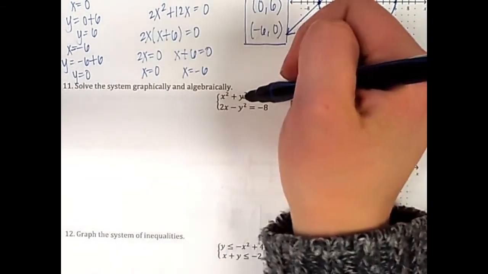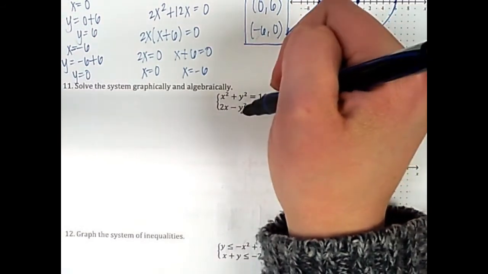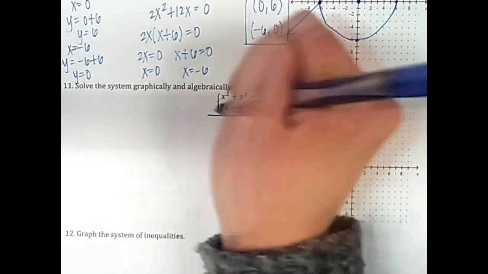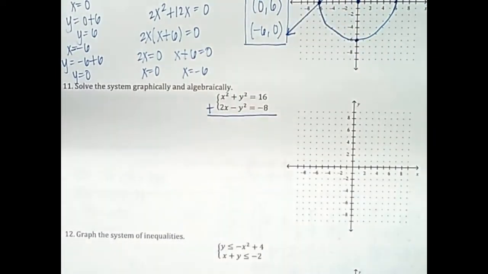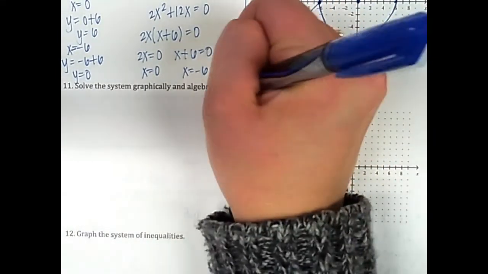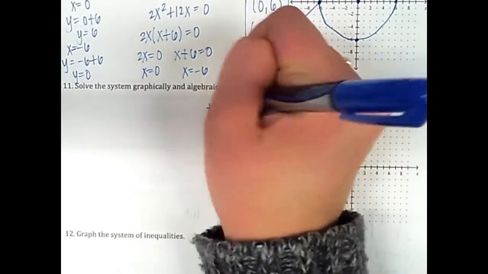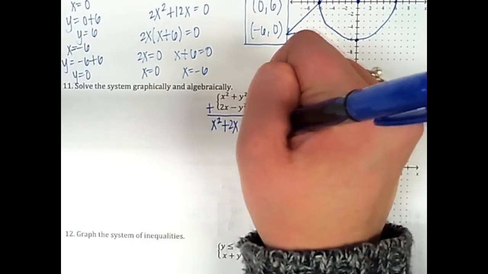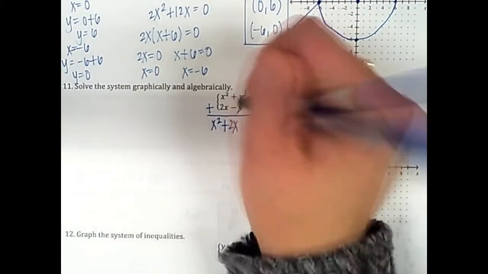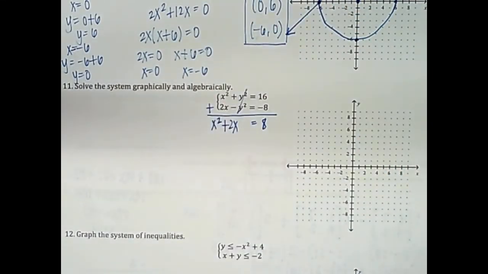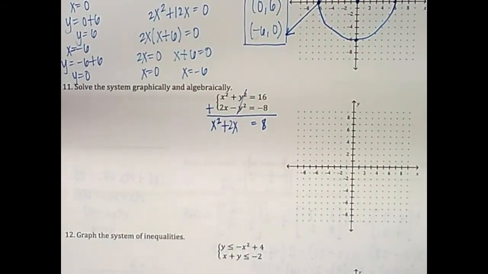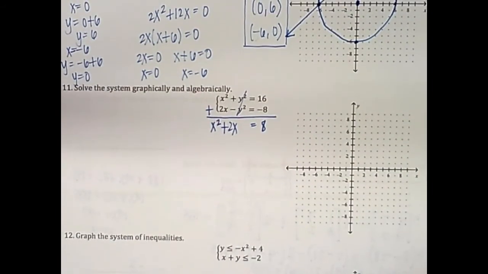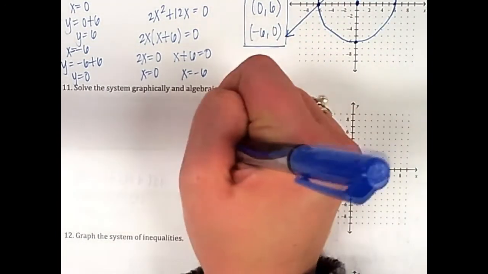So what I notice is I have a y squared and a negative y squared. So if I add those right off the bat, my y squareds will cancel right away. So x squared will come down, and the 2x, those can't combine, so x squared plus 2x just comes down, and it equals 8, because then the y's are eliminated. And then I see that I have an x squared, which is always an indicator that I need to factor or use the quadratic formula, so I need to set the entire equation equal to 0. So I need to move 8 over.